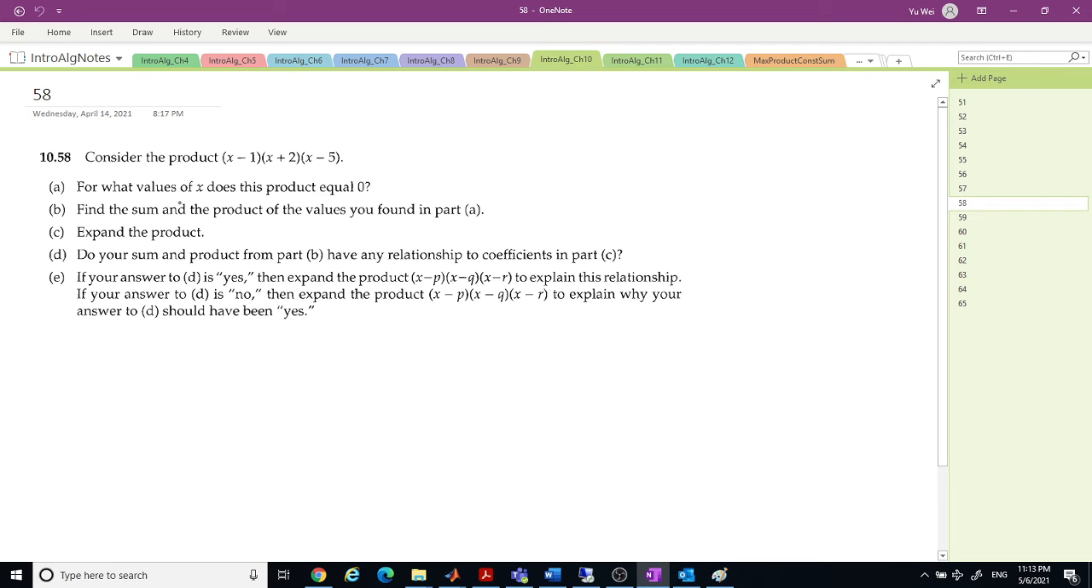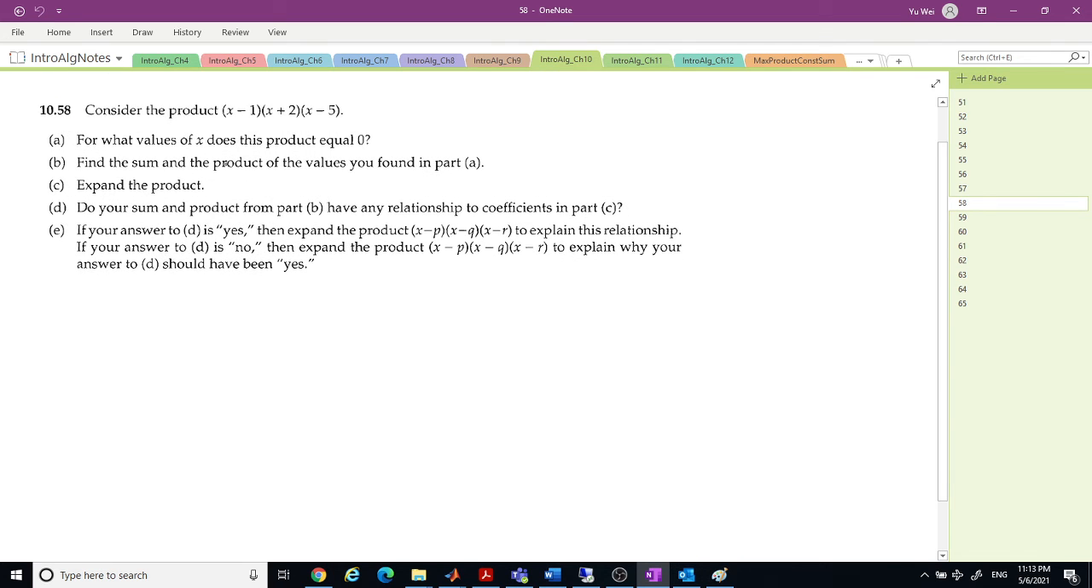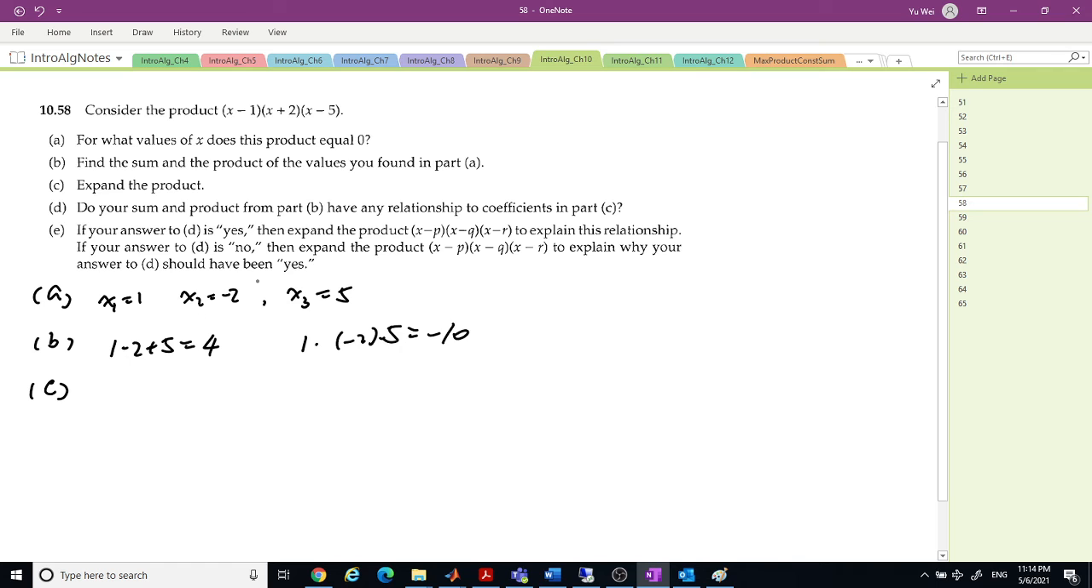Consider this one. What's the value of x that this product equals 0? A is very simple. x1 equals 1, x2 equals -2, and x3 equals 5. B. Find the sum of the product of the values you found in the previous part. So 1 minus 2 plus 5 is 4, and 1 times -2 times 5 is -10. Then C, expanding the product.